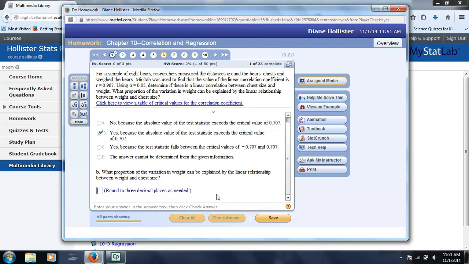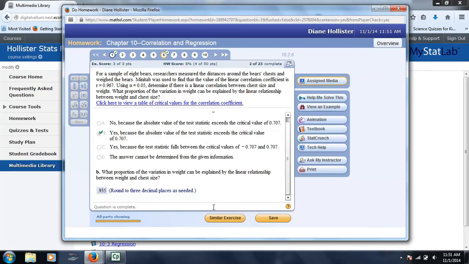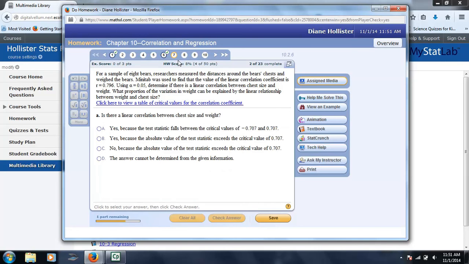So take your calculators, and we're going to enter 0.967 squared, round to 3 decimal places. In this particular case, 0.935, again, a little over 90%, 93%. And then that's it. We're done with that question. Kind of the same process for the next question.